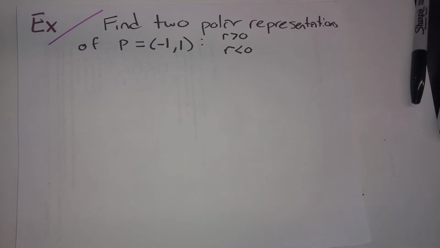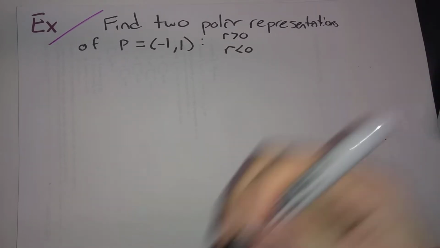Another example, find two polar representations of the point x is -1, y is +1. And we want to find one of them where r is positive and one of them where r is negative. So let's start this off.